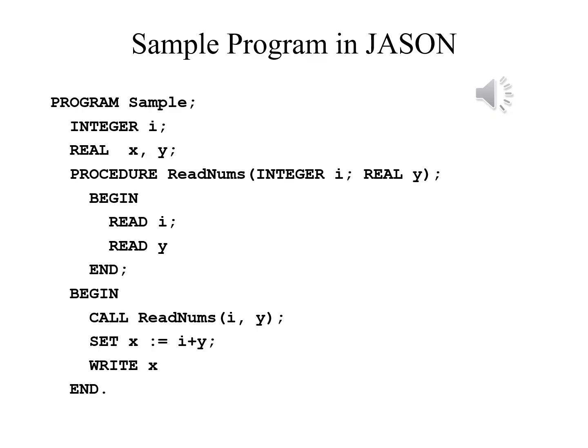The name of the program is sample. The main program has 3 variables, the integer I, the real variables x and y. It has a procedure that will read 2 numbers, one an integer I and the other a real y. And you can see here it has those 2 instructions for it. The procedure then ends and the main program begins, calling the procedure, setting x equal to the sum of I plus y, and then writing x.